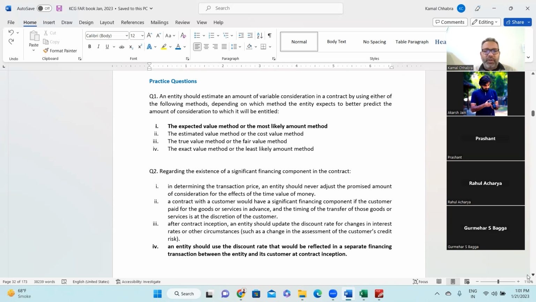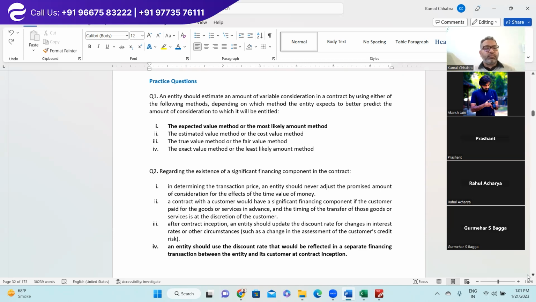Second is expected value method or cost value method. Third is true value method or fair value method. And fourth is expected value method or the least likely method. So which method is acceptable as per standard? Which methods are acceptable as per standard? The first one, expected value method and most likely amount method.